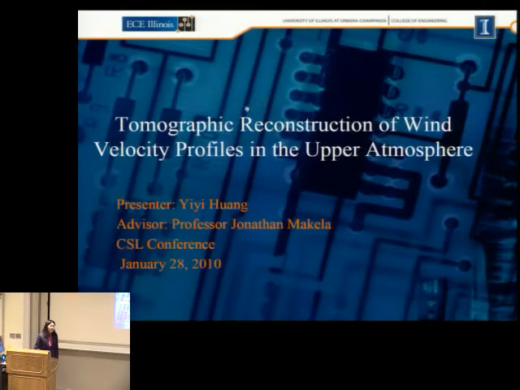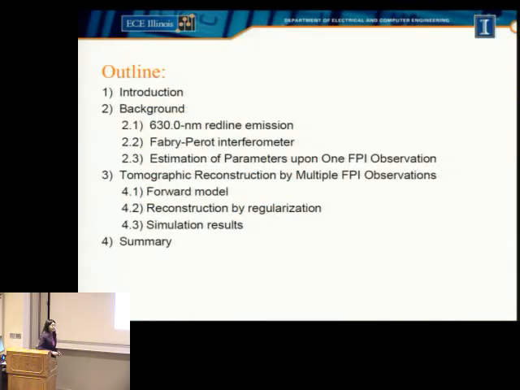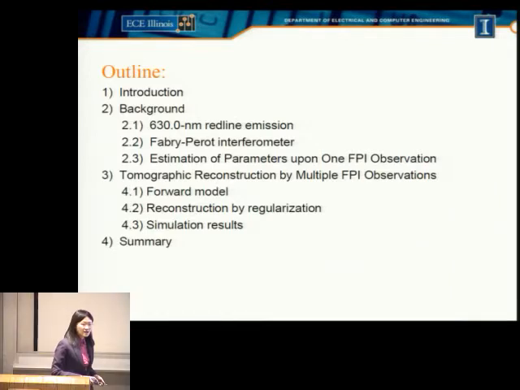Today, I want to talk about tomography reconstruction of wind velocity profiles in the atmosphere. First, I'll give a brief introduction about why we are interested in such kind of reconstruction, and then I will talk briefly about some background knowledge as for what instruments we use in order to get information from the atmosphere, since they are so high away from us. After that, I will mostly focus on the tomography reconstruction of the wind profile.